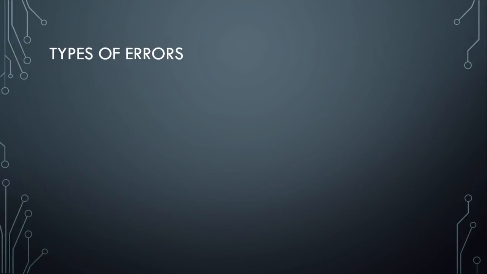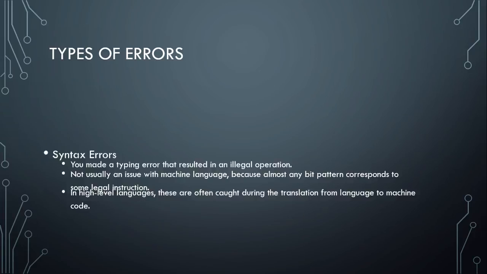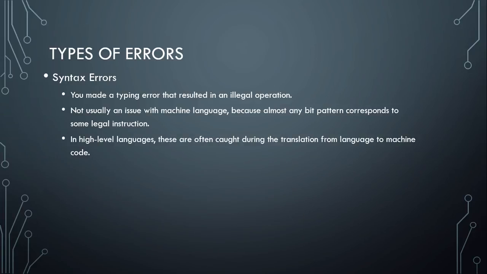Now, I kind of already mentioned one of these types of errors, which was a syntax error. This is typically you've made a typing error that results in an illegal operation. And when I say illegal, I don't mean it's against the law, I just mean it goes against the rules of the code language that you're working in. It's not usually an issue with machine language because almost any bit pattern corresponds to some kind of legal instruction.